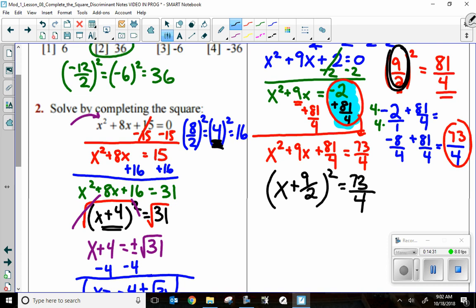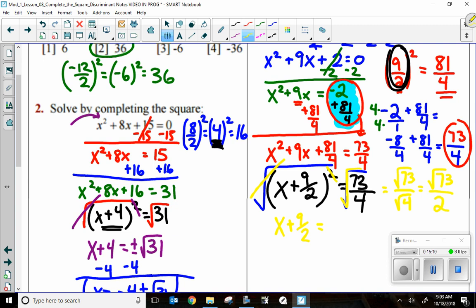All right? And now we just solve. I take the square root of both sides. And then I notice that square and square root cancels. That's why I take the square root. And I have x plus 9/2 equals, oh, this is nice. How come? Because anytime I have a fraction under a radical, the radical is a square root, that's like saying square root of the top over square root of the bottom, and the square root of the bottom is a nice whole number. The square root of 4 is 2. Don't forget plus or minus square root of 73 over 2.